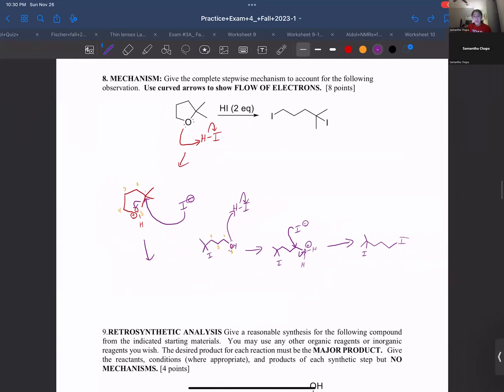Some of you guys, what I saw was that you did it the other way around, where you did the SN2 reaction first, and attacked this one first. Just remember, whenever you protonate the ether, whenever you have acid with an ether, that's when you're doing the SN1-like reaction. So you're going to want to attack the most sterically hindered position, which would not have been this one right here.